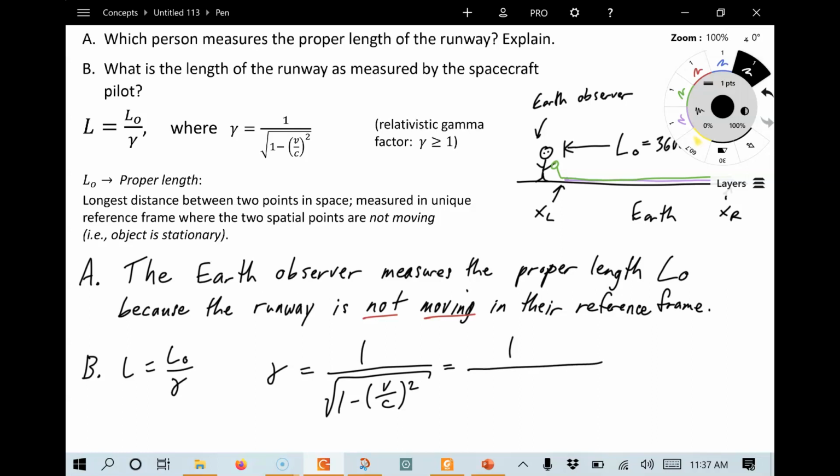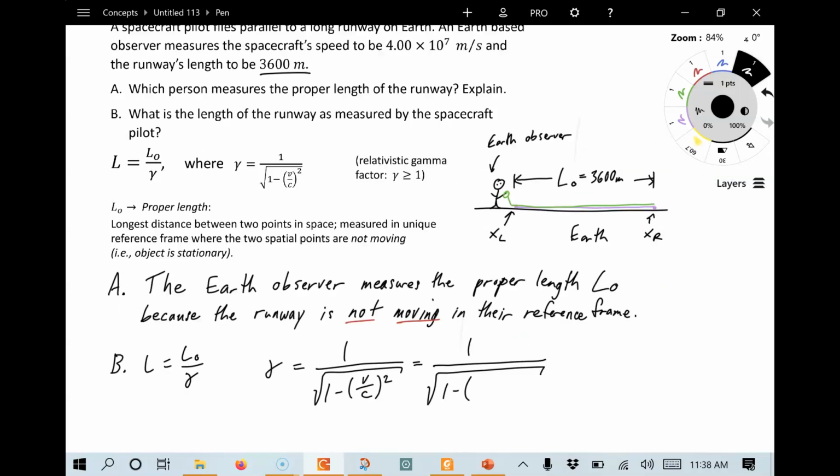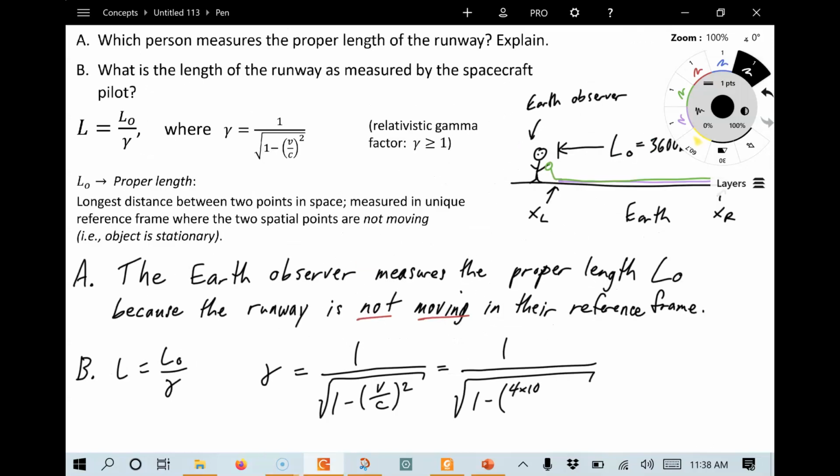The relative speed here is 4 times 10 to the 7th meters per second. Since we were given a real number, not a fraction of the speed of light, we need to put in the value for c, which is 3.0 times 10 to the 8th meters per second. When we put this into the calculator, we get a value of 1.0090. So it's a pretty small gamma factor, even though the spacecraft is moving at 4 times 10 to the 7th meters per second, which is 40 million meters per second. That's still pretty slow compared to the speed of light.